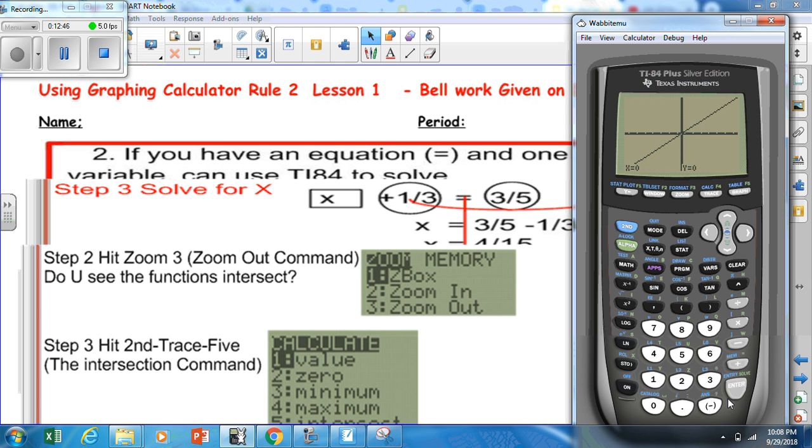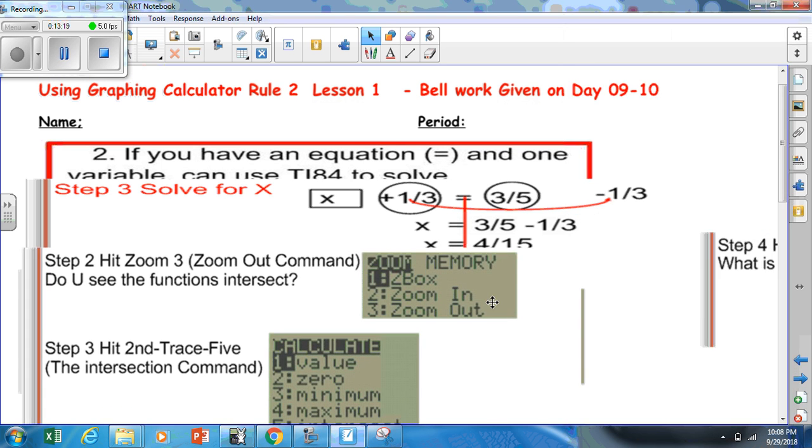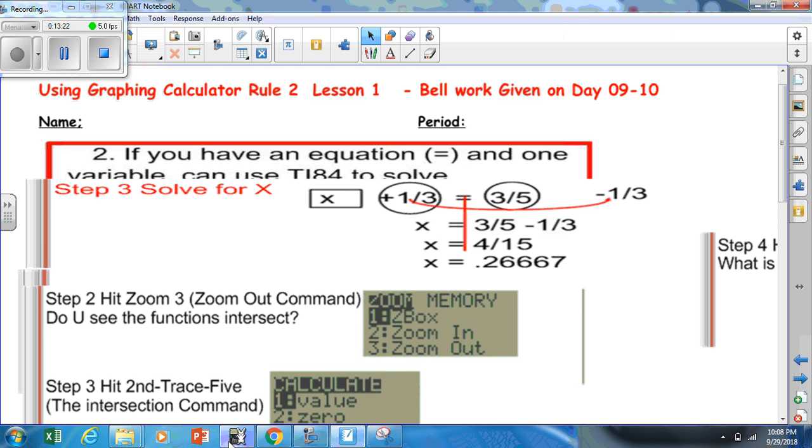Zoom 2. All right, well, guys, remember what math stands for? Mistakes allows thinking to happen. Mr. McCray made a mistake. We got to correct it. All right, now we're going to hit second, trace 5, enter, enter, enter. Oh, wow. Beautiful. And we were looking for an answer of 2.667. And what did we get? An answer of 2.667.